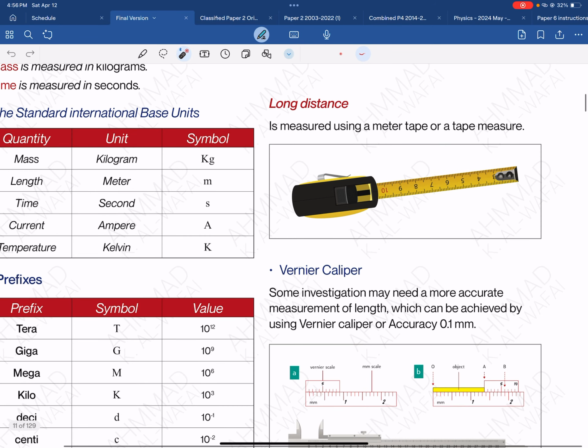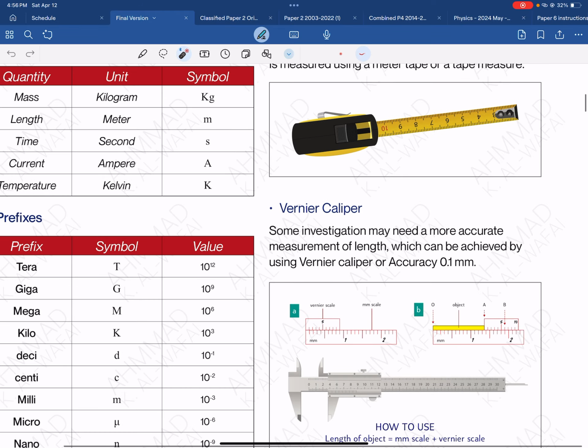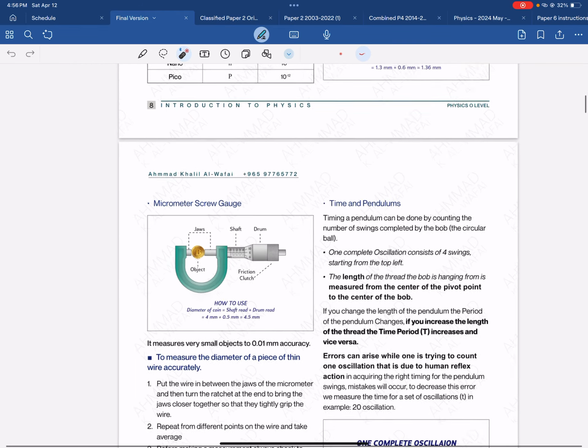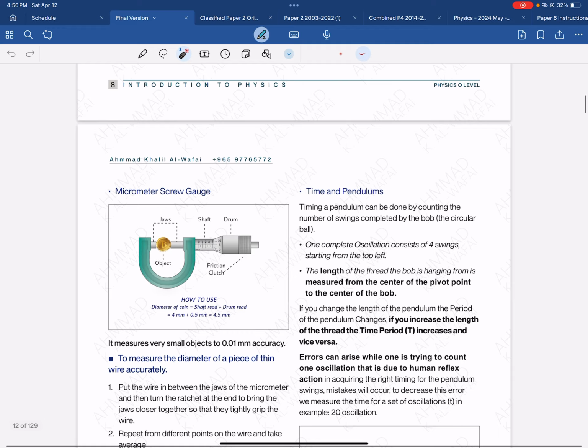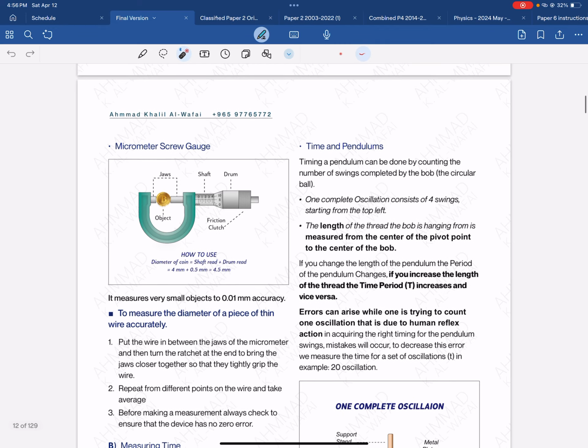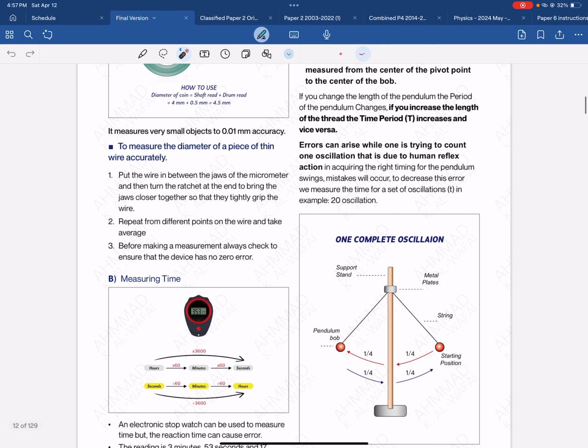Now for long distances, we said we use a measuring tape, or a meter tape, to measure the long distances. We said vernier caliper and micrometer screw gauge are out of the scope, but it's good to know them in general. You could give them a read.